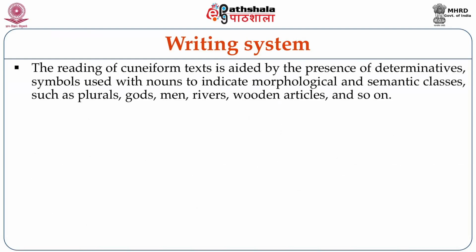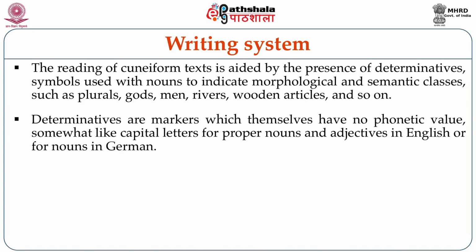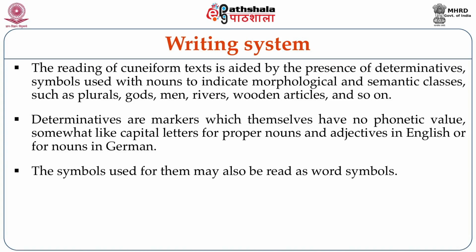The reading of cuneiform texts is aided by the presence of determinatives, symbols used with nouns to indicate morphological and semantic classes such as plurals, gods, men, river, wooden articles, and so on. Determinatives are markers which themselves have no phonetic value, somewhat like capital letters for proper nouns and adjectives in English or for nouns in German. The symbols used for them may also be read as word symbols.